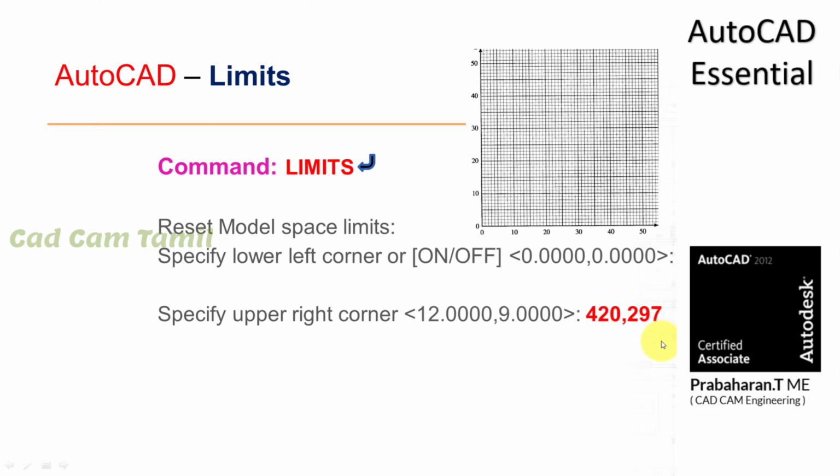Once you enter the value, just press the enter key. Then we have chosen the paper. Before, the screen was X is 12 units, Y is 9 units. Now we are changing into 420 and 297 units. So we are changing the paper that has to be established on the screen, right? So how to do that?